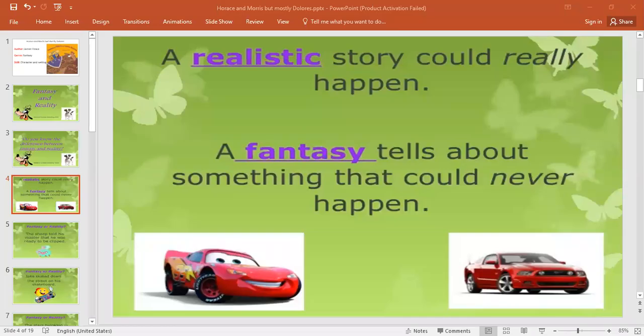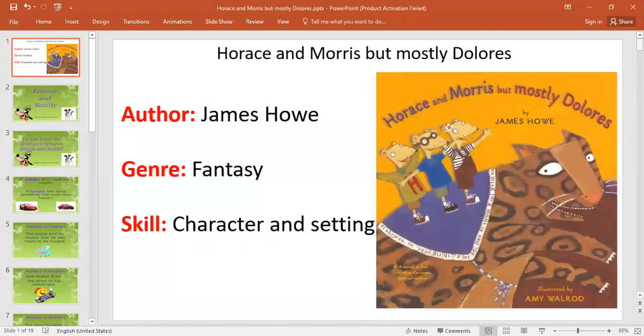We will continue discussing our story, Horace and Maurice, but mostly Dolores. The author is James Howe. The genre is fantasy, and we will discuss the skill, which is characters and settings.